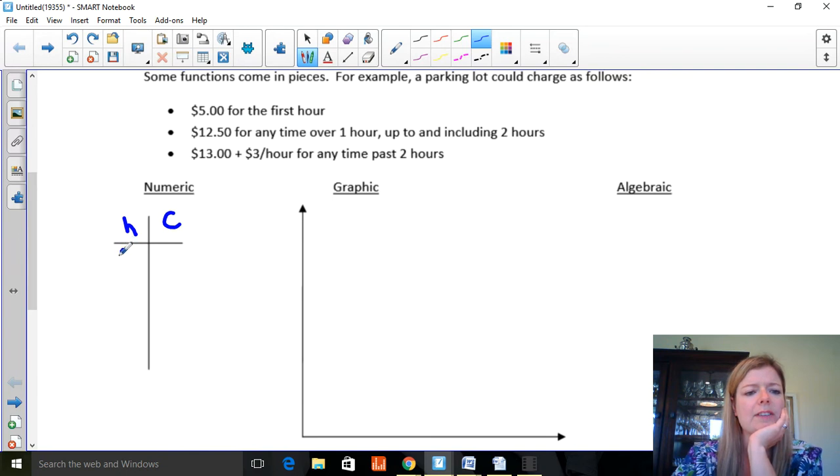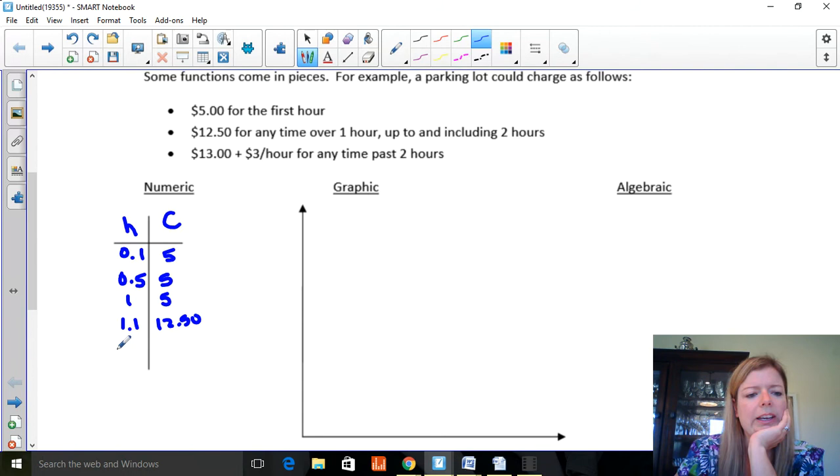So if I have even just 0.1 of an hour, I'm going to be paying $5, right? Even if I'm just there for half an hour, I'm still going to be paying $5. And for 1 hour, I'll be paying $5, right? Now, for any time over an hour, so like even 1.1, I'm going to be paying $12.50.